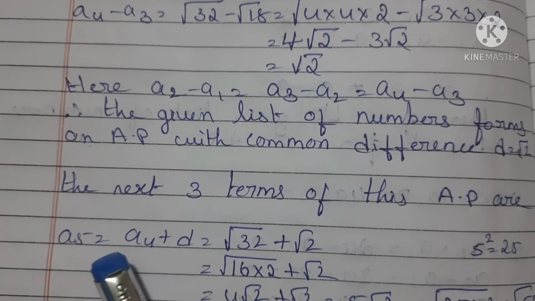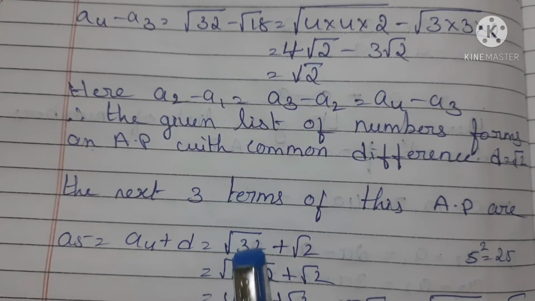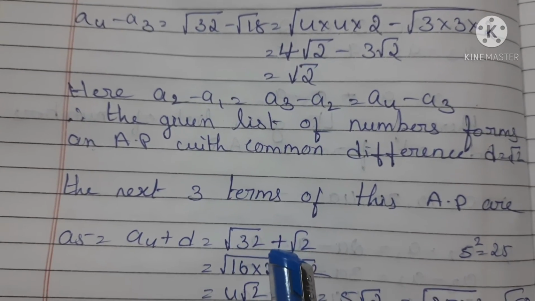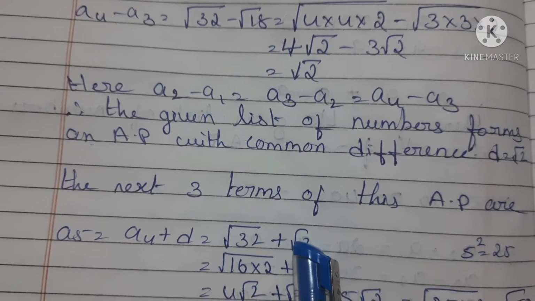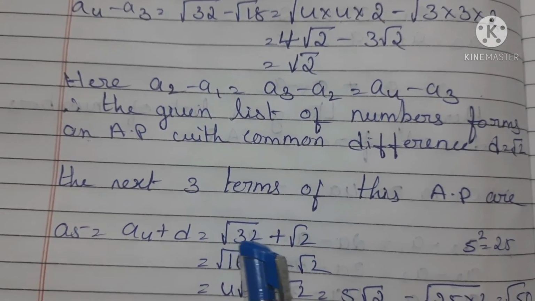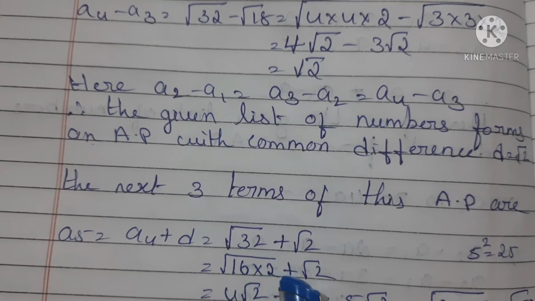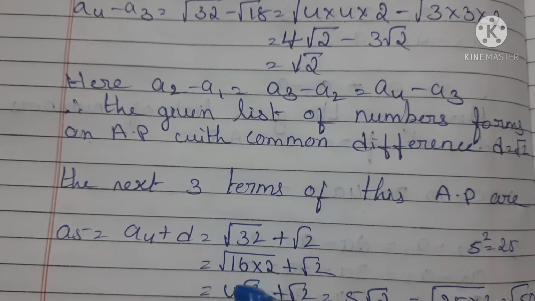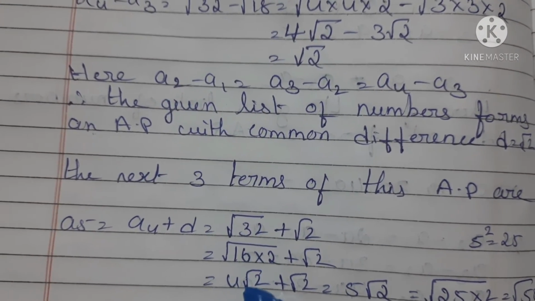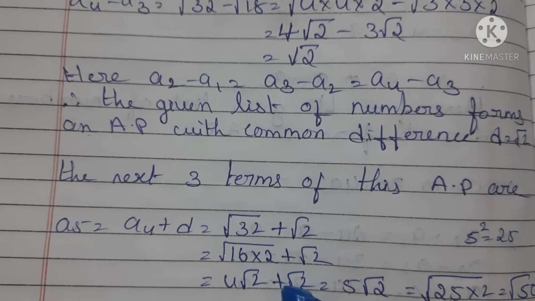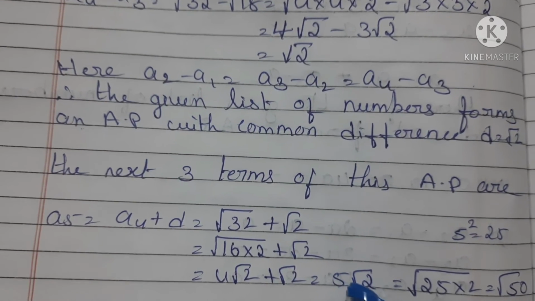Now A5 is equal to A4 plus D. Here A4 value is root 32, plus D is root 2. Now like this we can't add. That's why I am writing that 32 here as square root of 16 into 2. 16 times 2 is 32. Again, here square root of 16 is 4. 4 root 2 plus root 2, that is 5 root 2.